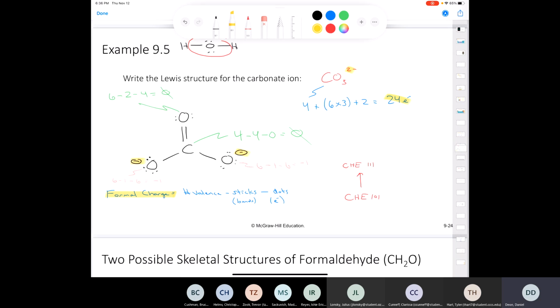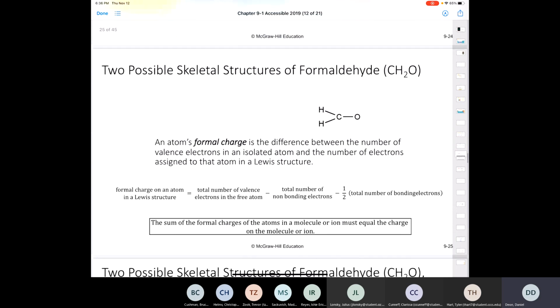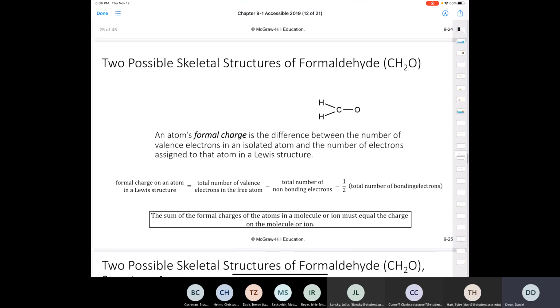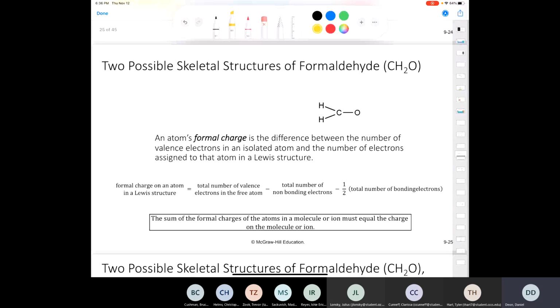All right. Now, if you look at the textbook's definition of formal charge, I think it's a little more complicated. It says here, formal charge on an atom is total number of valence electrons, minus the number of non-bonding electrons, so that's the electrons that are just dots, minus half the number of bonding electrons. Since there's 2 electrons in a bond, you cut it in half. Two electrons multiplied by half is 1. It's kind of easier to do it my way, I think.